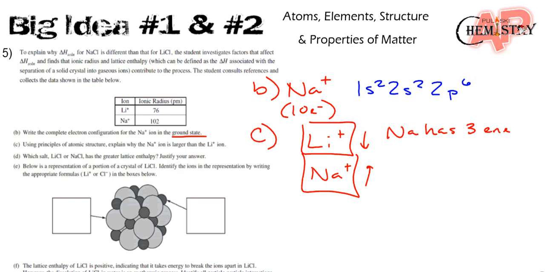Oh, hold on. This is good. I'm glad I made this mistake. Why can't I say Na plus has 3 energy levels? Because it doesn't anymore, right? It only has 2. But Li doesn't have 2 anymore, it only has 1. So what I would just say, I'm glad I made that mistake, Na has more energy levels than Li, causing it to have a larger radius.